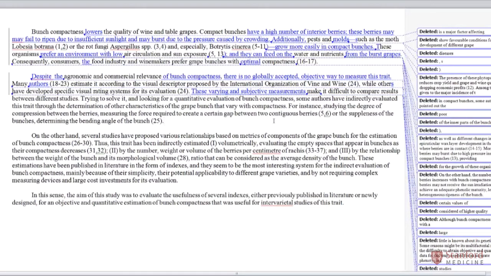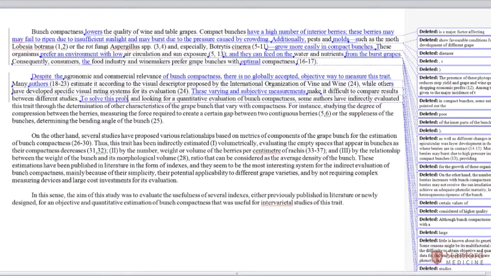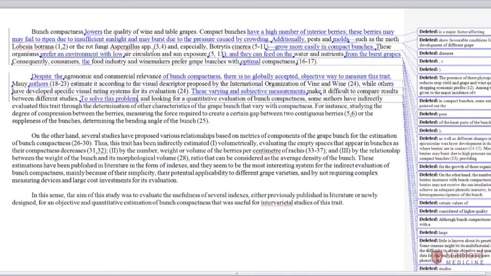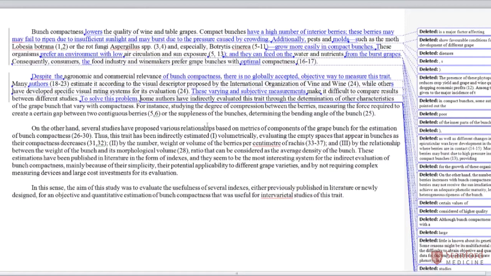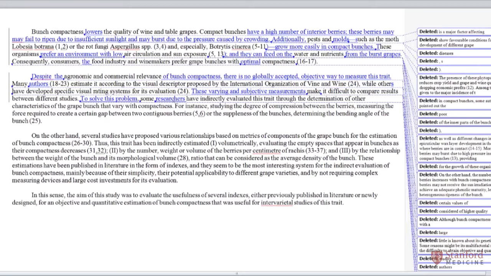Then we get this transition, trying to solve it. I think the author means trying to solve this problem. That doesn't sound quite right, so maybe to solve this problem. And we don't need to repeat looking for a quantitative evaluation of bunch compactness. We already know that's what this paragraph is about, so we can get rid of that. So to solve this problem, some authors, since we just said authors, I changed this to researchers. Also, authors kind of implies a particular study, so let's just say some researchers.